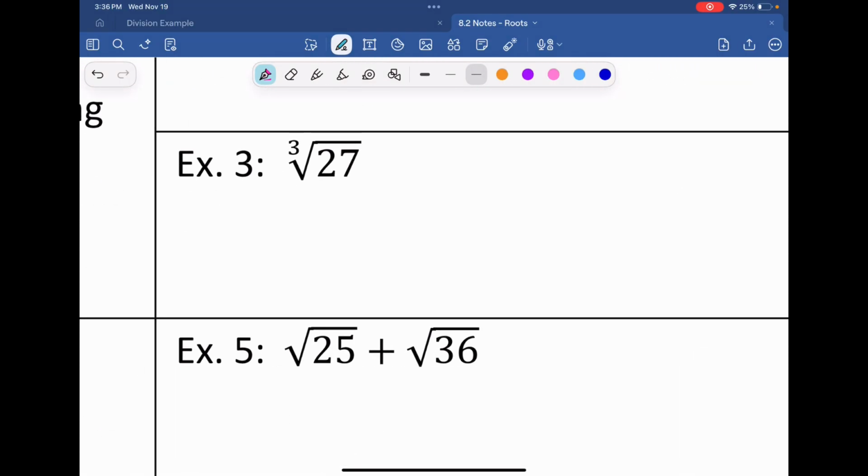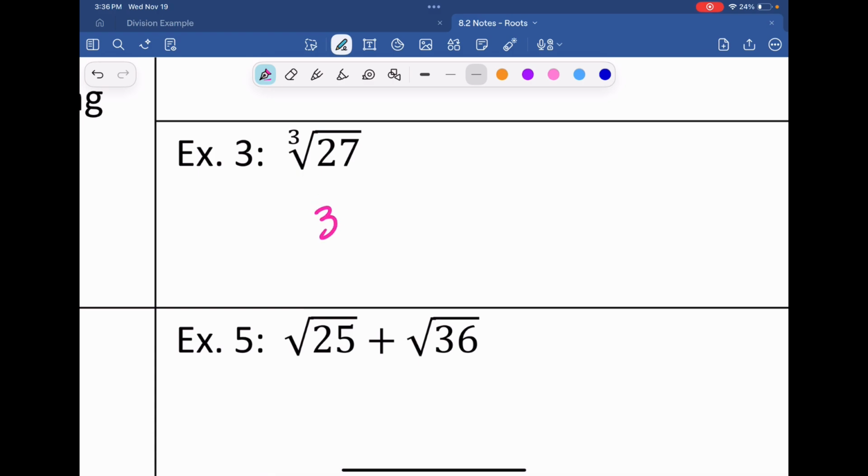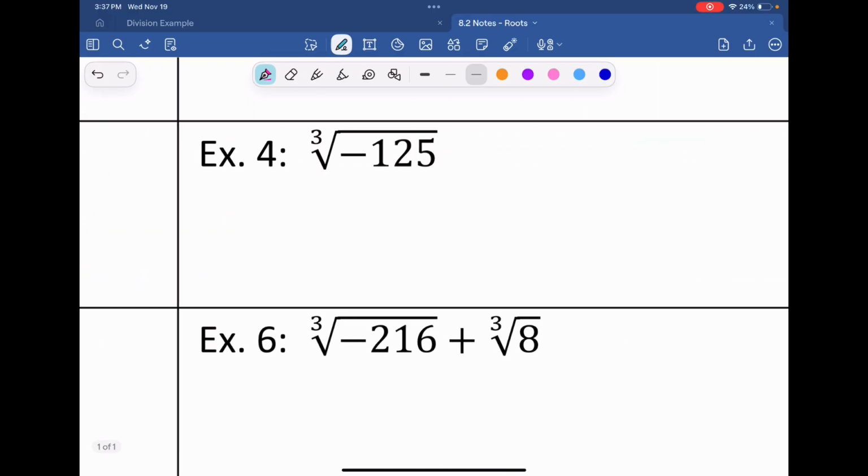What number times itself 3 times is 27? That number is 3. 3 times 3 is 9, and 9 times 3 is 27. And then what number times itself 3 times is negative 125? That's going to be negative 5, because negative 5 times negative 5 is positive 25, and times the negative 5 is negative 125.